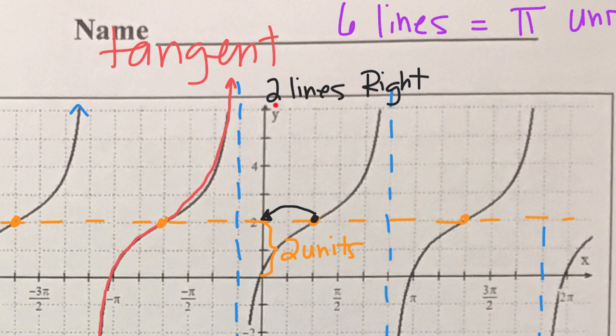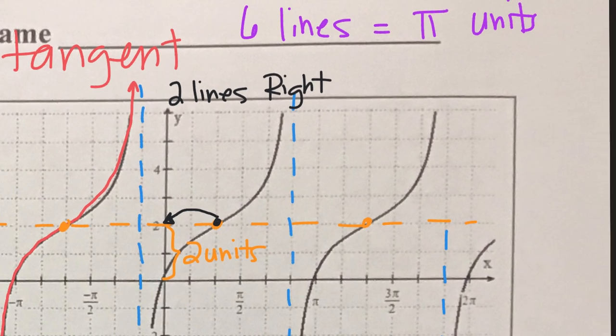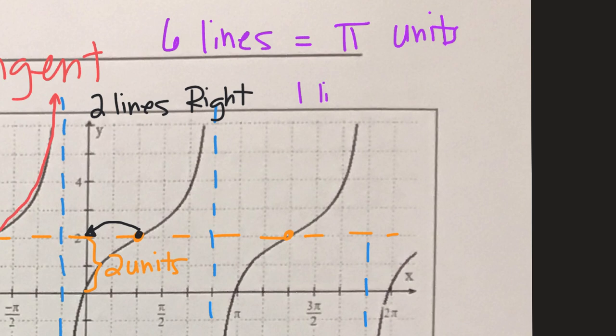So how many units is 2 lines? This is not pi over 2 lines. How far is each line? That's what we have to figure out. Well, if 6 lines equals pi units, then what does 1 line equal? If 6 lines equals pi units, then 1 line equals pi over 6 units. You're just dividing this by 6 to figure out what 1 is.